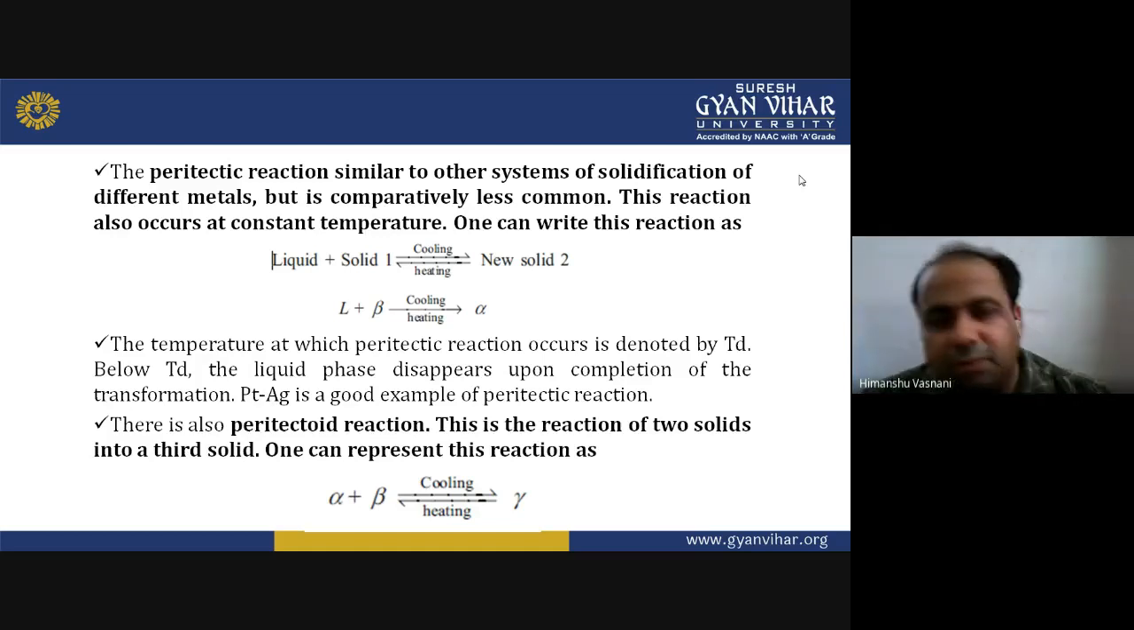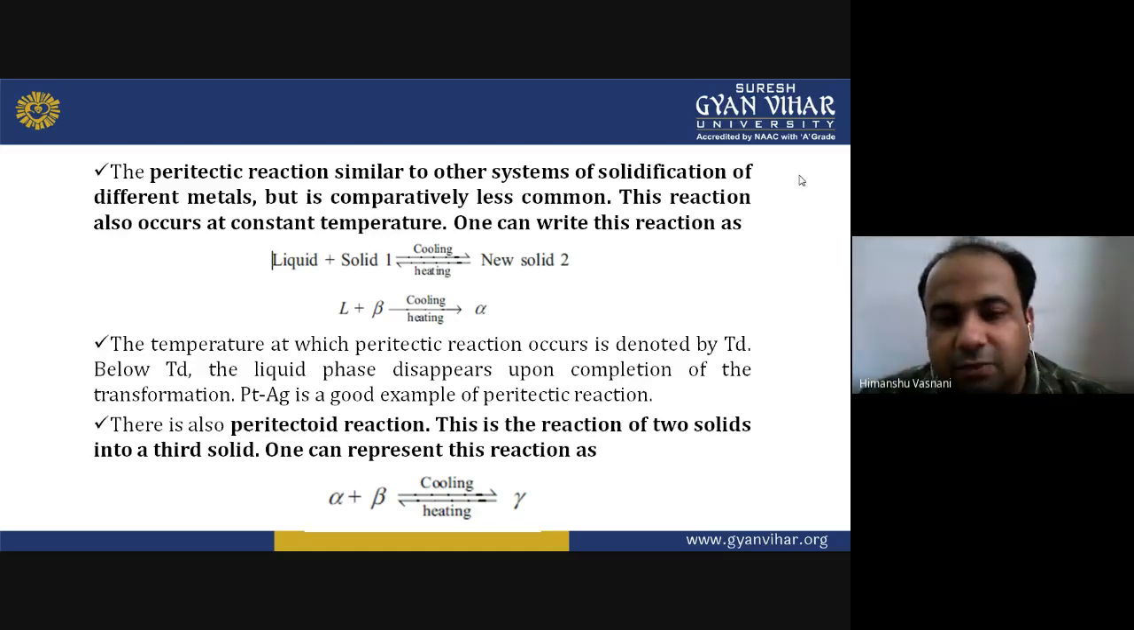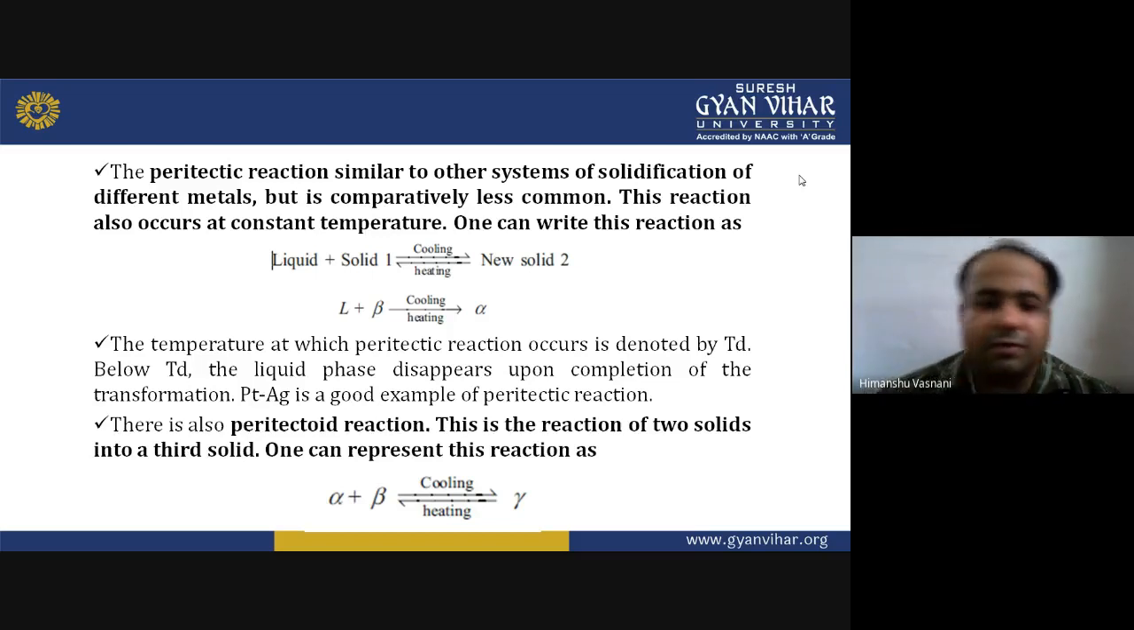So we can say that liquid plus solid one, on heating and cooling, you will get a new solid, solid two. Liquid plus beta, and upon cooling and heating, you get an alpha. So the temperature at which the peritectic reaction occurs is denoted by TD. The TD phase disappears upon completion of the transformation, obviously. And they are given an example of ETAG, an example of a peritectic reaction.